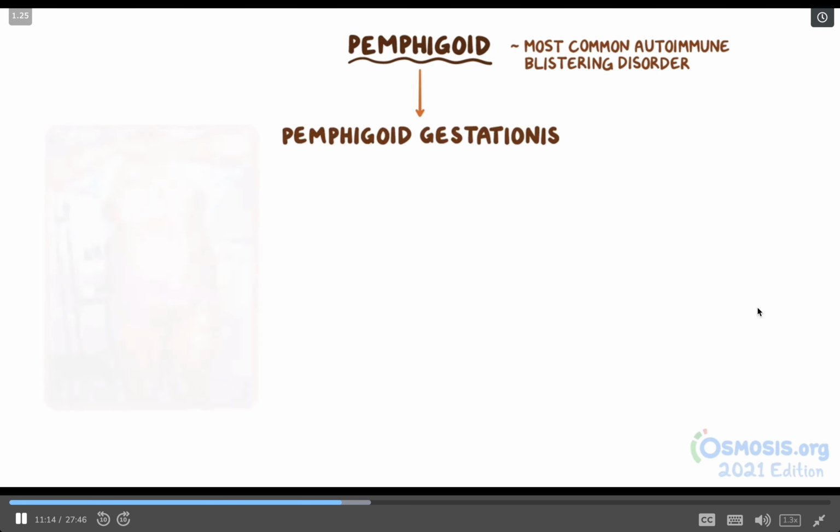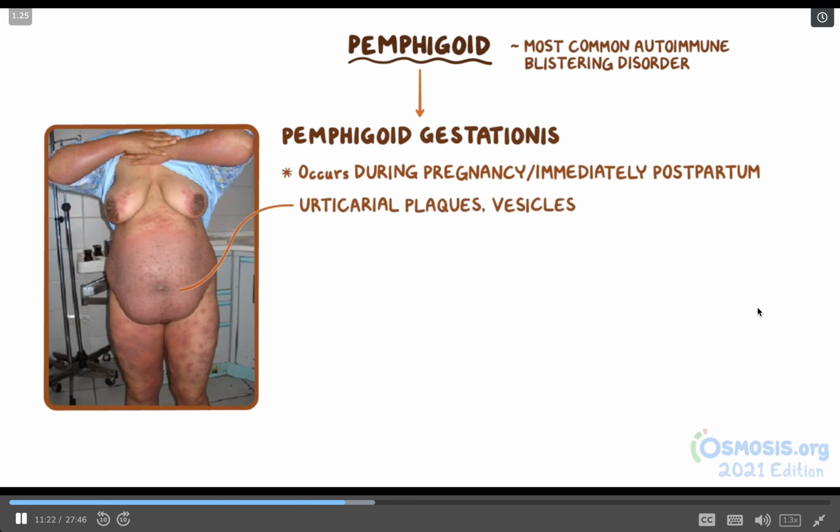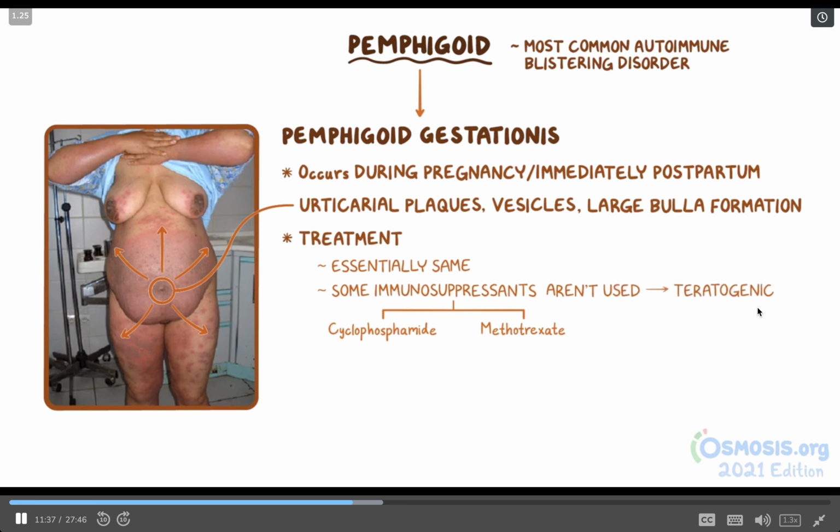Pemphigoid gestationis is another type of pemphigoid that occurs during pregnancy or in the immediate postpartum period. Urticarial plaques and vesicles typically begin around the umbilicus prior to spreading elsewhere with large bulla formation. Treatment essentially is the same, but some immunosuppressants like cyclophosphamide and methotrexate aren't used because they're teratogenic. Ultimately, the most effective treatment is delivery of the baby.